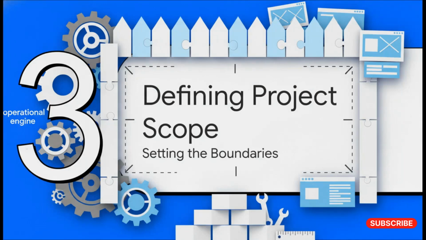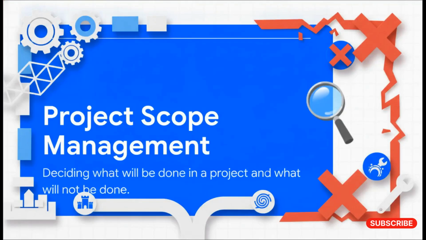All right, Section 3, Defining Project Scope. Let's set some boundaries. Project scope management means deciding what will be done in a project and, crucially, what will not be done. I really want to emphasize that second half. Deciding what not to build is just as important, maybe even more important, than deciding what to build. If you don't draw strict boundaries, your project will consume infinite resources.